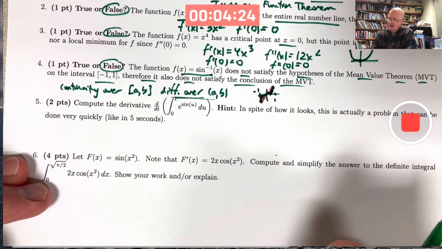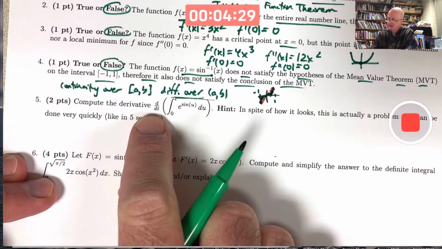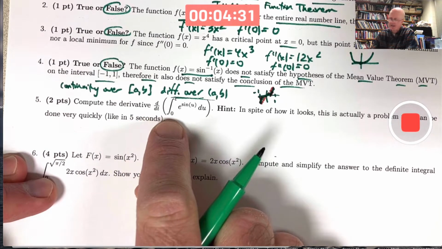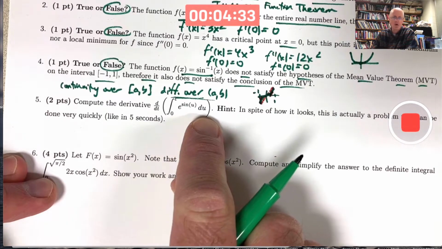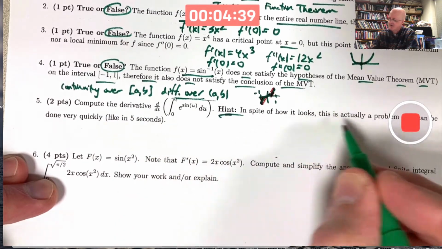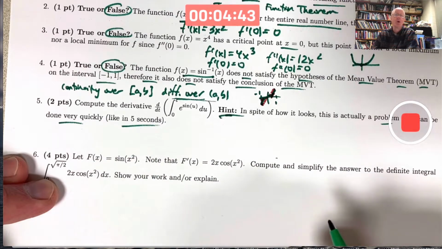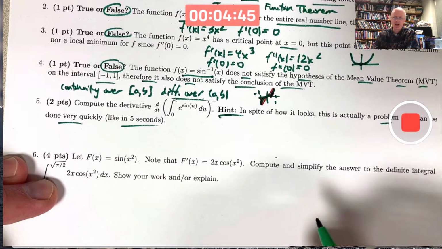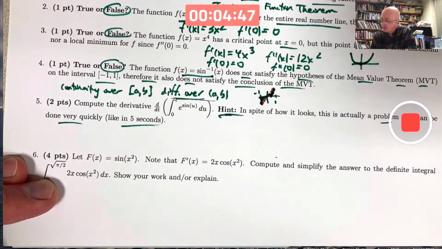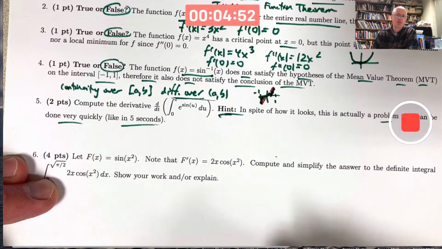All right, number 5, compute this crazy looking derivative, the derivative with respect to t, of the integral from 0 to t of e to the sine of u du. Whoa, that looks crazy. How could this just be a 2-point problem? And hint, in spite of how this looks, it's actually a problem that can be done very quickly, like 5 seconds. What? You serious? Actually, if you know what you're doing, you can do it maybe in 2 or 3 seconds. What do we need to use here? We need to use the fundamental theorem of calculus.